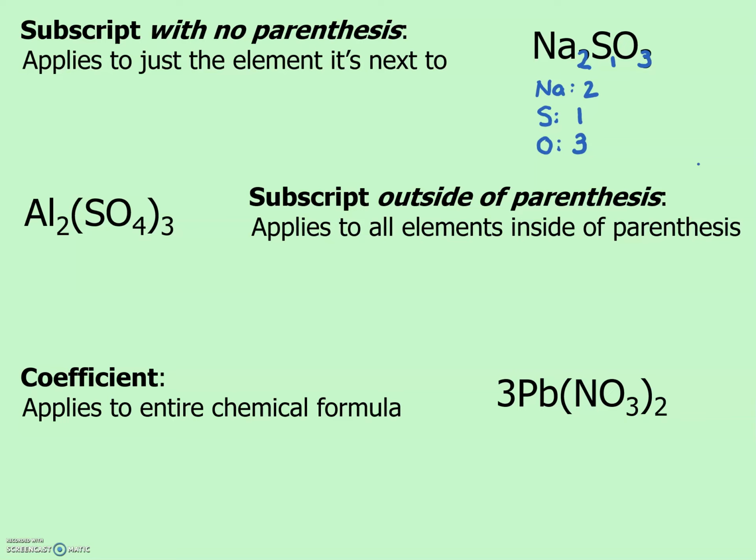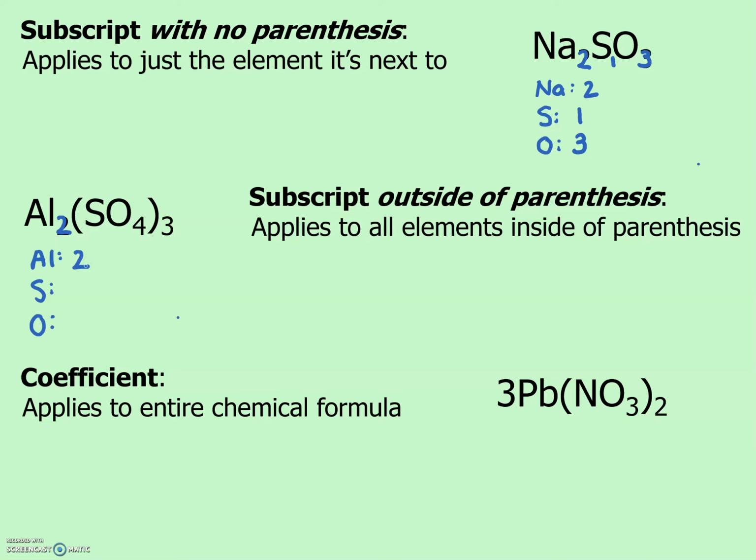When you have parentheses, you handle that just a little bit differently. A subscript that falls outside of the parentheses, like that 3 here, only applies to the elements that are inside of the parentheses. So that 3 would apply to sulfur and oxygen, but not to aluminum. So if we're going to list out our elements, we're going to list out aluminum, sulfur, and oxygen. Aluminum, there's no parentheses or anything like that, so you just take the subscript that's there.